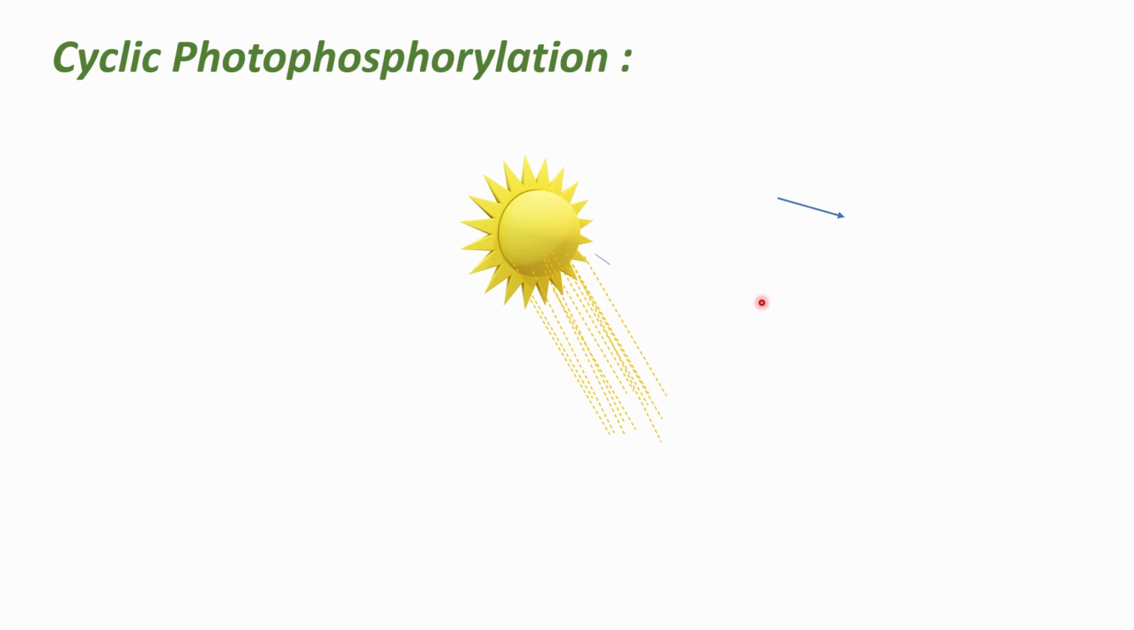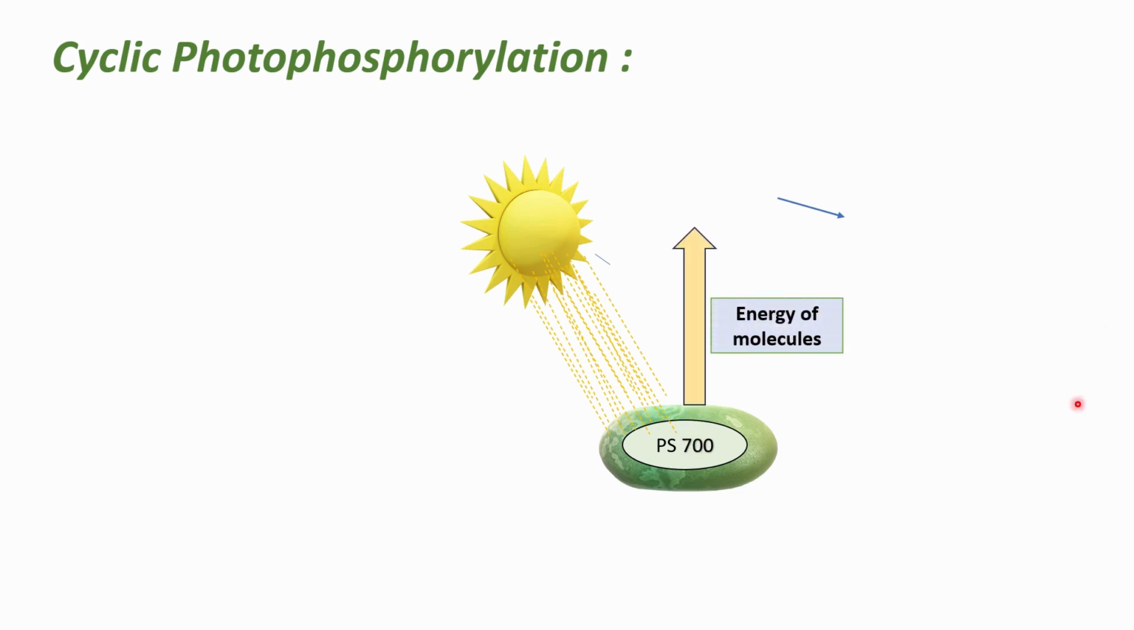So here I'll explain with some diagrams. You can see the sun, which is emitting some sun rays. You have to see the image properly. When the sun rays fall on the chloroplast, you know that the photosystems are present in the chloroplast itself. So when the sun rays fall on the PS700 photosystem of the chloroplast, obviously what will happen, they'll get excited.